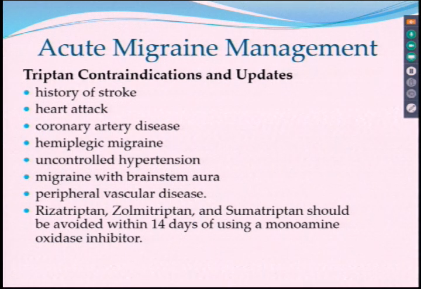So this is really important. Triptans cause vasoconstriction. If something causes vasoconstriction, it can lead to a stroke or an MI. So we shouldn't be using them in patients who are at risk for stroke or have had a stroke or have had MIs or have coronary artery spasm, hemiplegic migraine, and other forms of migraine with neurological symptoms, or even peripheral vascular disease. We shouldn't use triptans.